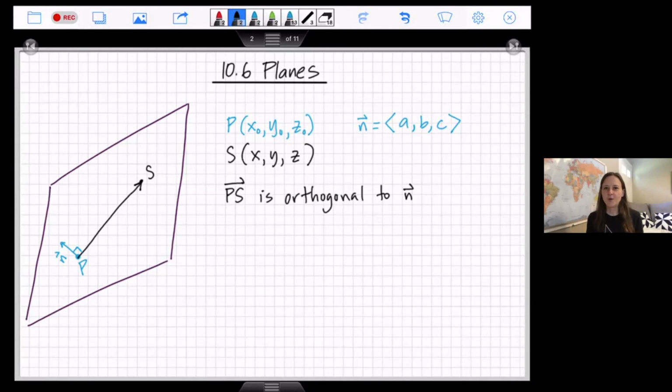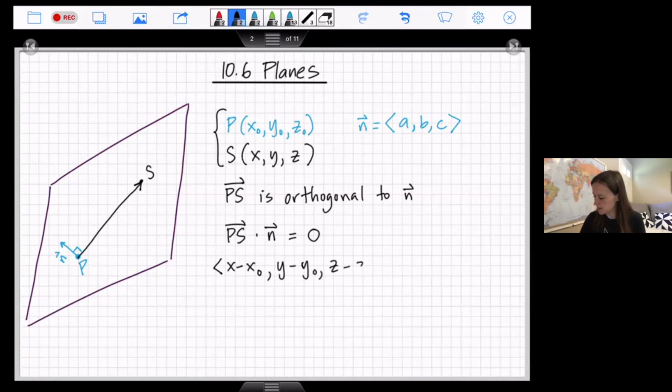So what do we know about orthogonal vectors? We know that their dot product is 0. Okay, so we know that if PS is orthogonal to N, that if I dot those two vectors, I'm going to get 0. All right, so let's write PS in component form. We know how to find component form for a vector. All right, so P and S up here, I'm just going to subtract coordinate-wise. So X minus X naught, S minus P. So Y minus Y naught, and Z minus Z naught. And if I dot that with vector A, B, C, the answer has to be 0.